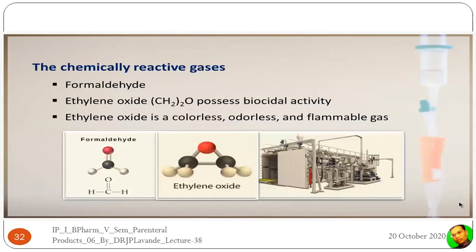most of the cases. In the chemical method of sterilization, chemically reactive gases are used. Here generally formaldehyde and ethylene oxide gases are used. Ethylene oxide, a colorless, odorless gas, produces its effect as a result of alkylation, and it possesses biocidal activity. So ethylene oxide is a colorless, odorless, and flammable gas.